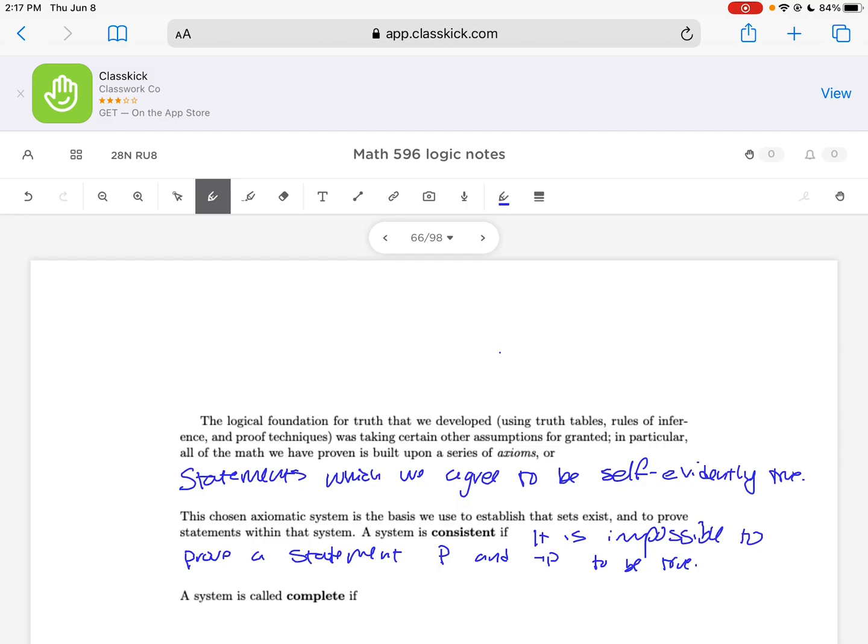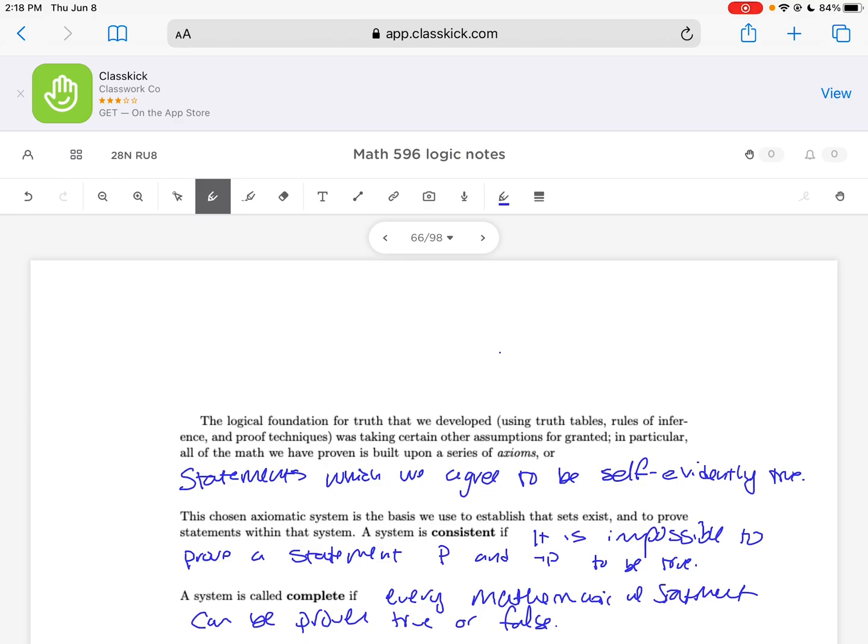We also would hope that any system we use is complete. A system is called complete if every mathematical statement that you could possibly make has a truth value, and not just has a truth value, but is true or false. So a system is called complete if every mathematical statement can be proven either true or false. It doesn't mean it has been proved true or false, but it's possible to find a proof to show that it's true or to show that the statement is false.